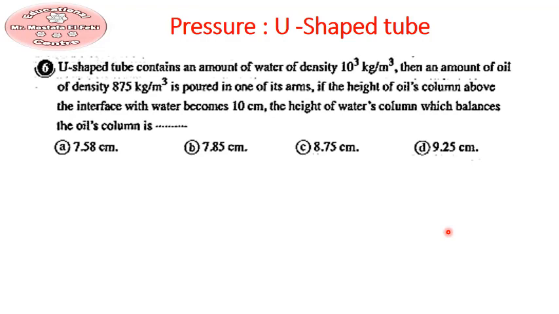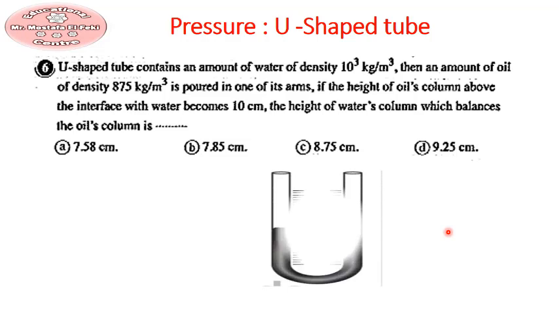A U-shaped tube contains an amount of water of density 10 power 3 kilogram per cubic meter. Then an amount of oil of density 875 kilogram per cubic meter is poured in one of its arms. If the height of the oil column above the interface with water becomes 10 centimeter, what is the height of the water column which balances the oil column?